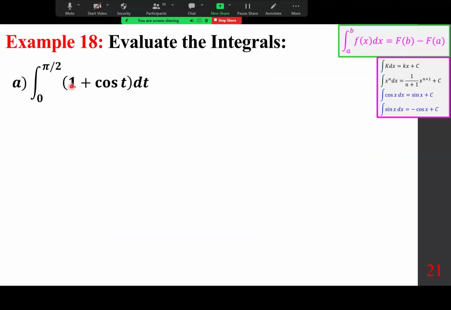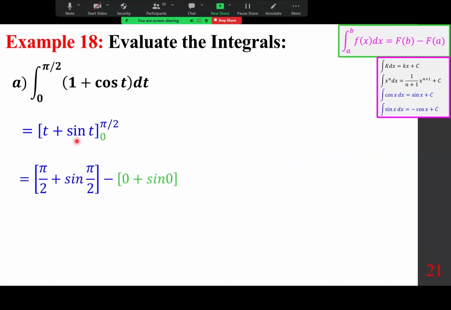The integral from 0 to pi over 2 of 1 plus cosine t dt was done. The independent variable is t, so this is t, this is sine t. We put the upper limit minus the lower limit. 0 and sine 0, both of them are 0, so this is 0. And you should know this is 1. And the exact answer is pi over 2 plus 1. Exact answer.